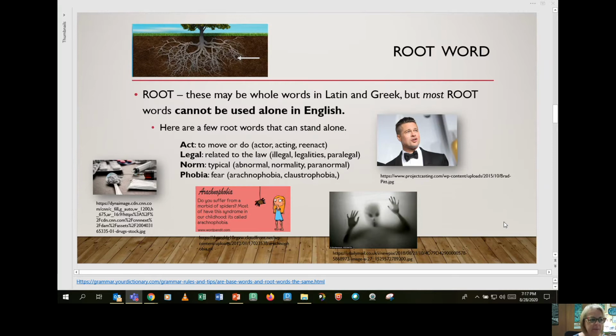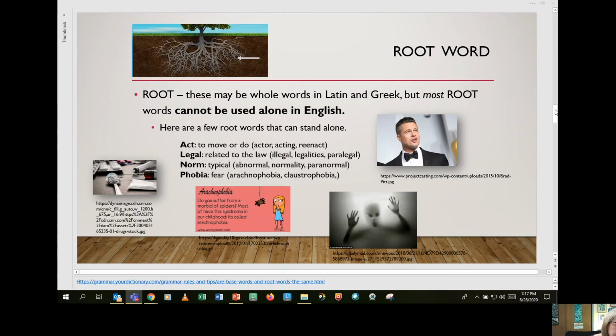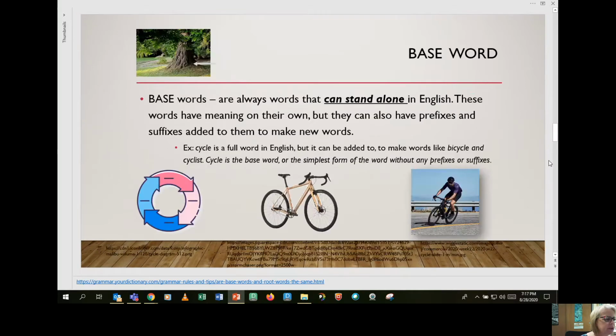So now let's look at base words. Base words can be used by themselves, okay? We say they can stand alone, all right? They're kind of like a tree. A root word, you can't stand on a root, but a tree has a big base at the bottom, and you could stand on it, okay? So they can stand alone.